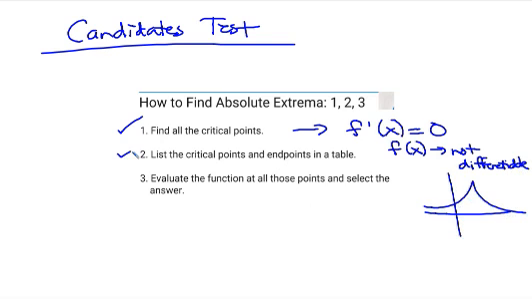Then we want to list the critical points and endpoints in a table. And then we want to evaluate the function at all of those points and select the answer. Now notice, when we do this, when we're actually evaluating, we're looking at the original function. Okay, we're not using derivative values to do this, we're using the original function to do this. Okay?